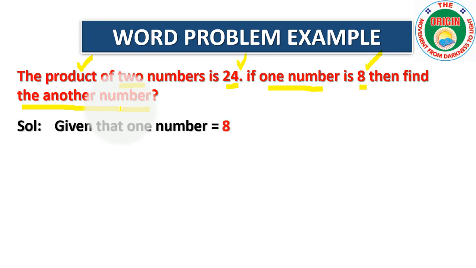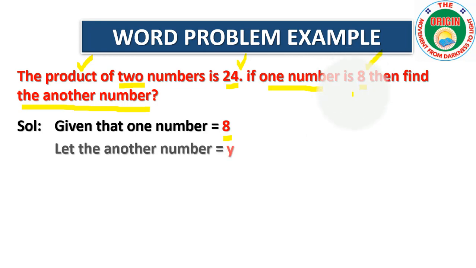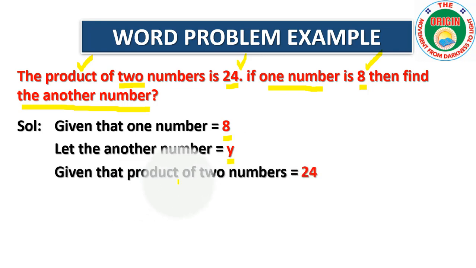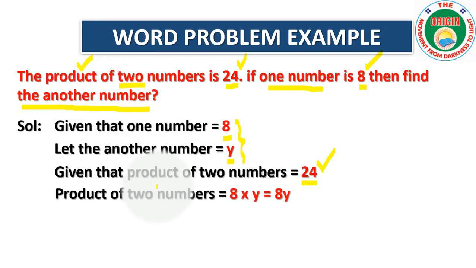Coming to the solution. Given that one number is 8. We don't know the other number. We need to find out that number. Let that other number be y. Given that the product of two numbers is 24. If you multiply these two numbers, the result is 24. The statement is the product of two numbers, 8 into y, 8y. That is equal to 24. This is the given step.